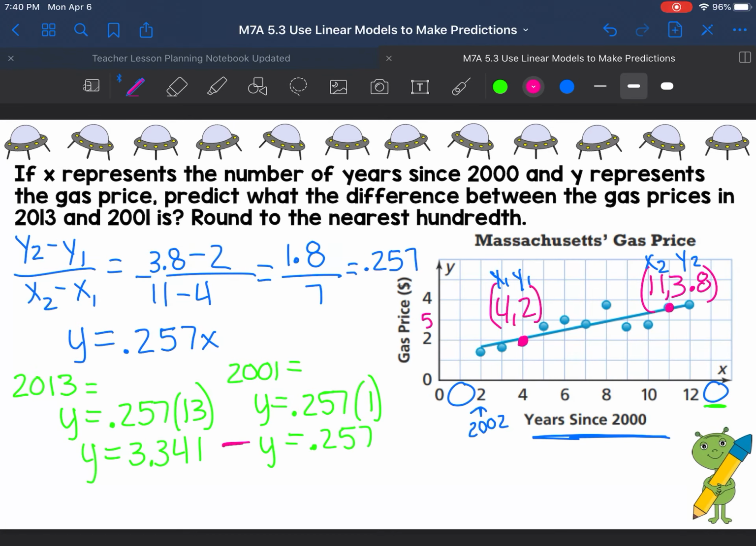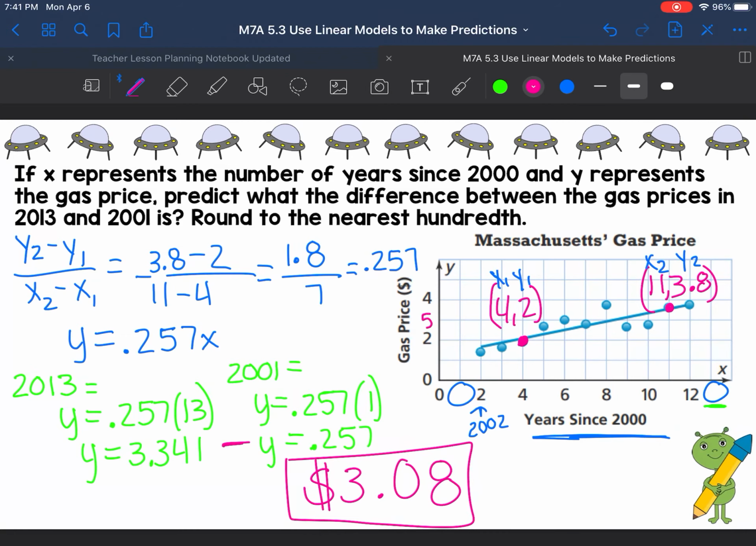3.341 minus 0.257. Now, my final answer, the difference in gas prices between 2013 and 2001 is, drumroll please, 3.08. That is correct.